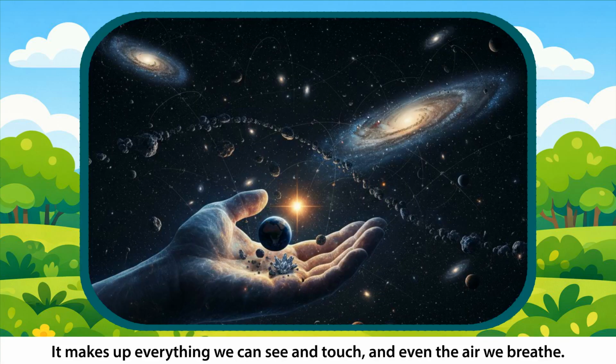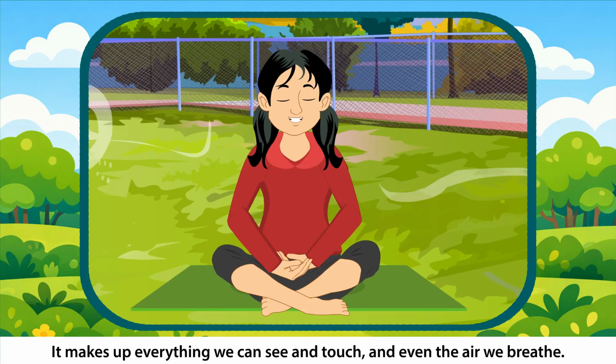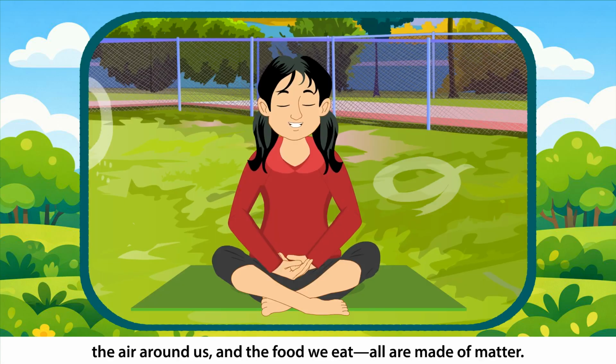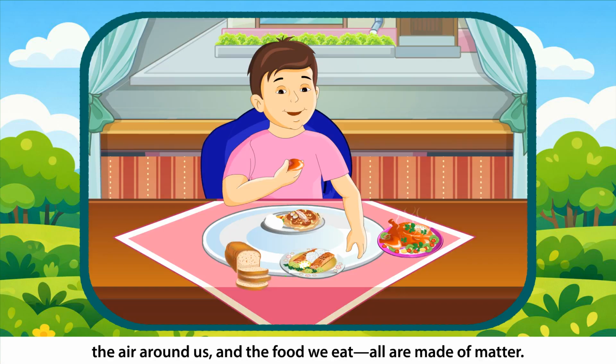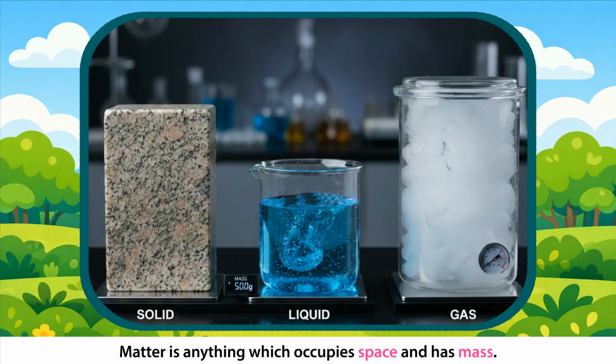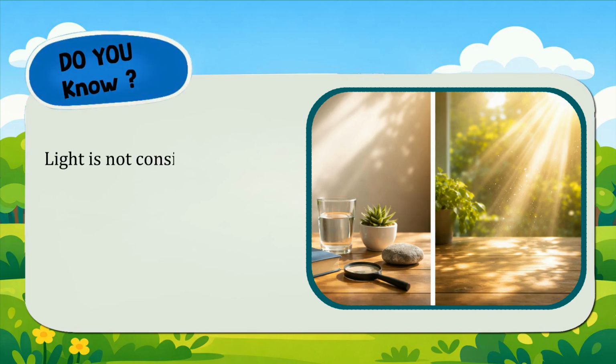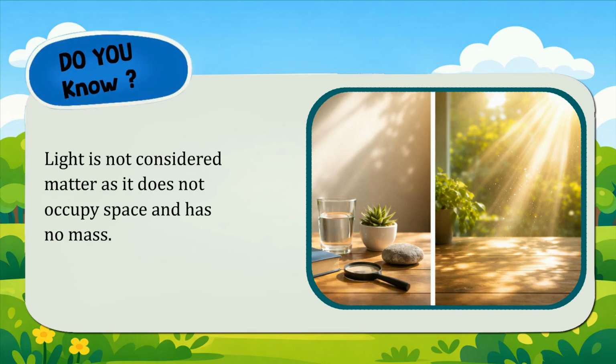It makes up everything we can see and touch, and even the air we breathe. The chair we sit on, the water we drink, the air around us, and the food we eat, all are made of matter. Matter is anything which occupies space and has mass. Do you know, light is not considered matter as it does not occupy space and has no mass.